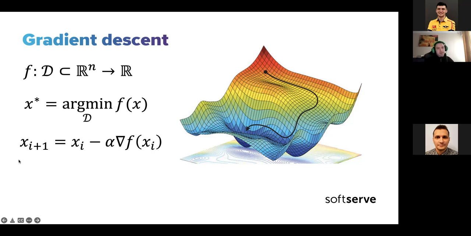Obviously, there are plenty of things to discuss here. For instance, what if a function has several minimums? But we won't cover it today. But please bear in mind that this is the most trivial case. When the f function is convex, it will converge. Otherwise, we may have issues here.